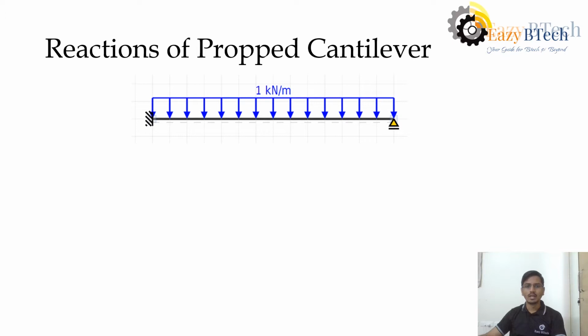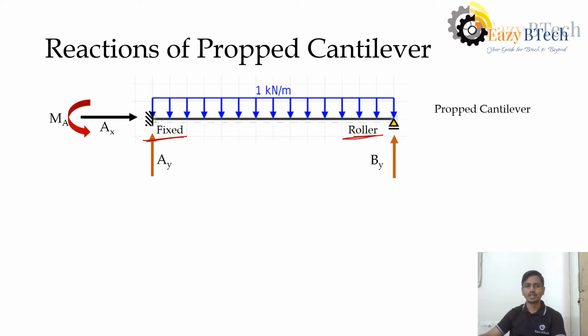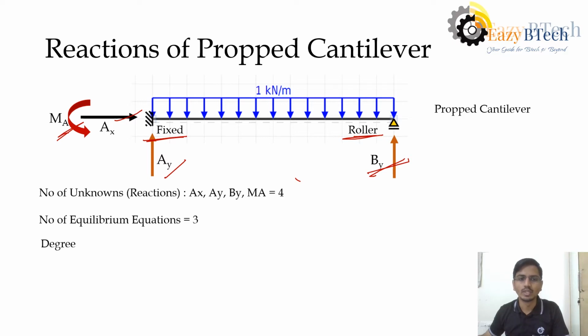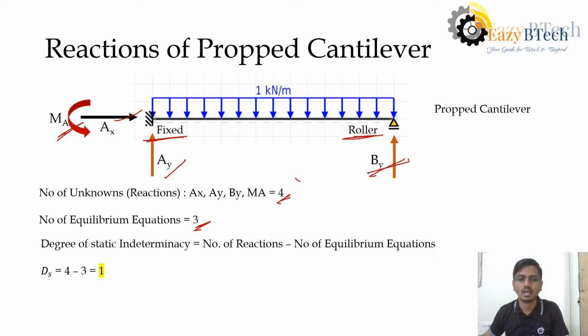Now, let us take an example. This is a propped cantilever. So we already know that in the propped cantilever, one end will be fixed, another end will be roller. In the fixed end, we have three reactions, that is AX, AY and MA. And at the other end we have roller support, which is BY. Now we already know the number of reactions we are getting is 4 and number of equilibrium equations are 3. Now the degree of static indeterminacy for this is 1.